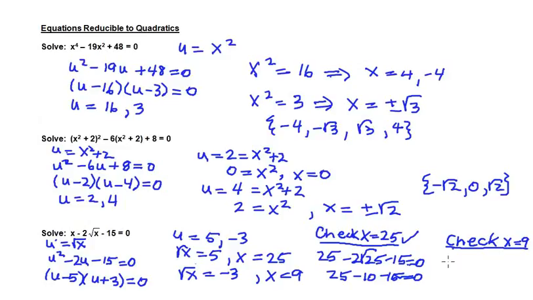Next, we're going to check the solution x is equal to 9. So plugging into the equation, we get 9 minus 2 times square root of 9, which is 3, and then minus 15. And we're going to ask, is that equal to 0? And here you can see negative 6 and negative 15 gives us a negative 21, and that is not a true equation. And so this is a false or extraneous solution. So the only true solution is that x is equal to a positive 25.